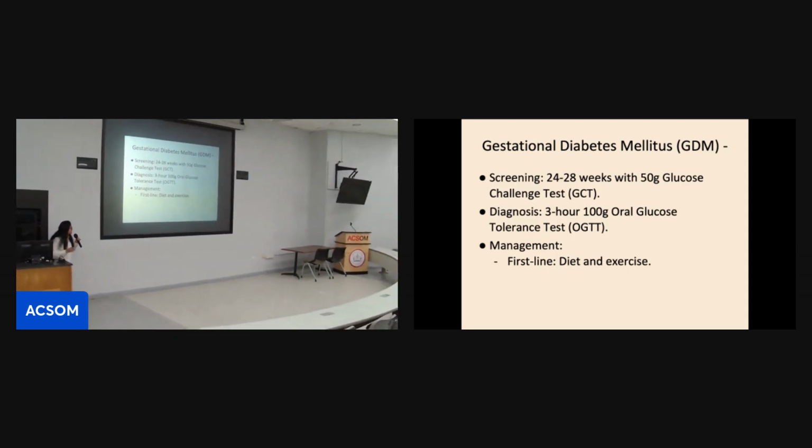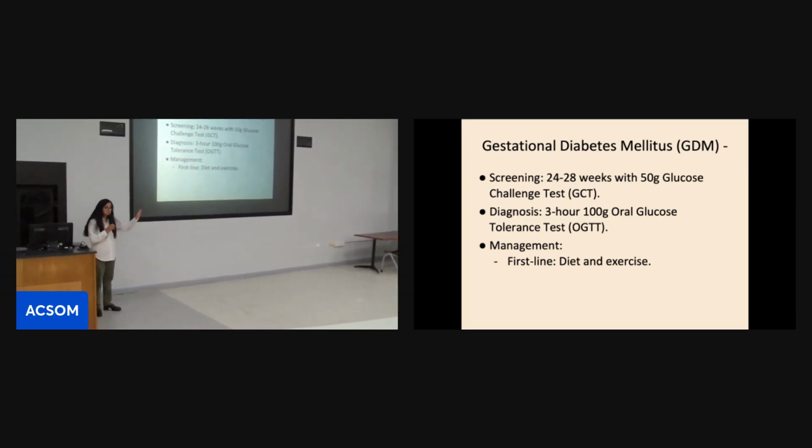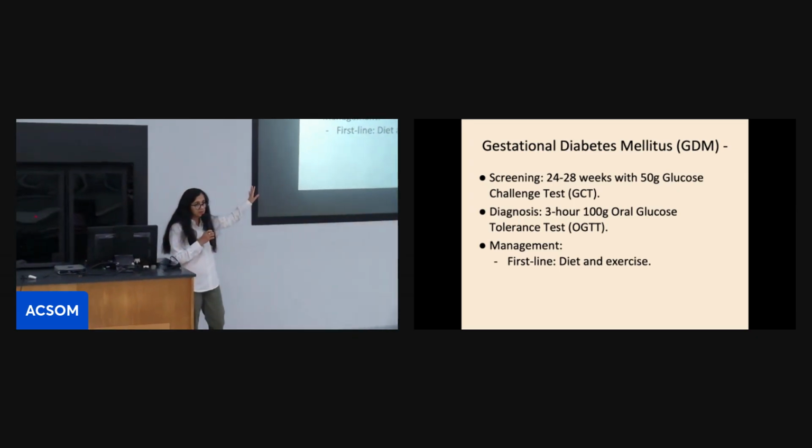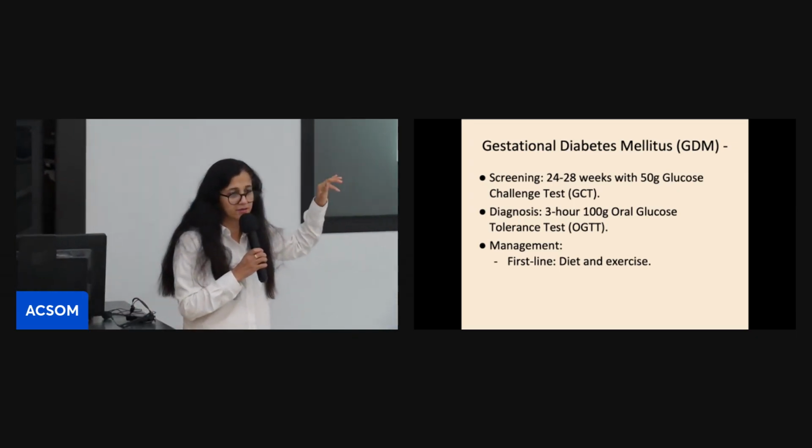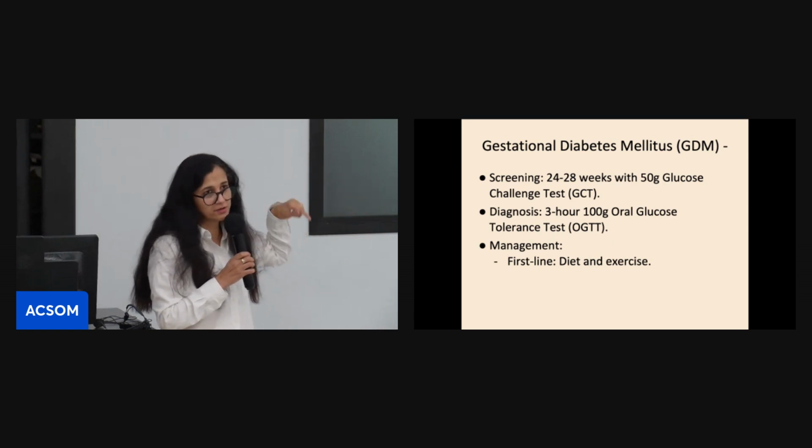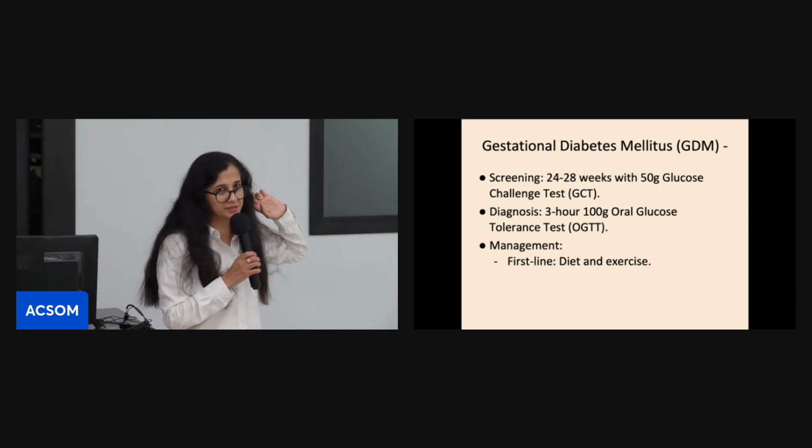Okay. So first line is diet and exercise. If we can get these folks to, oh, I forgot to say about preeclampsia, that when you have preeclampsia, guess what you're at risk for when you get older? Hypertension. Yeah.